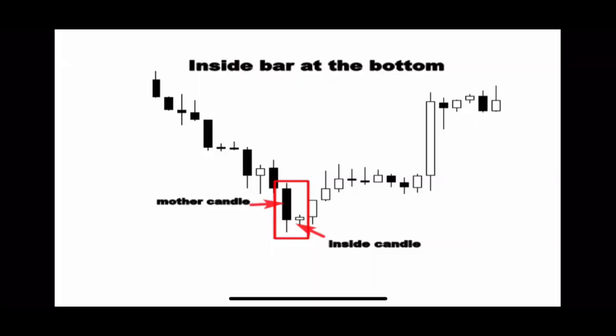An inside bar is two candlesticks. The first one is called the mother candle, and it's big and large. And the second one is smaller, and it's located on the inside of the mother. I really, really implore you to pay attention, because this is what I look for, this pattern right here.